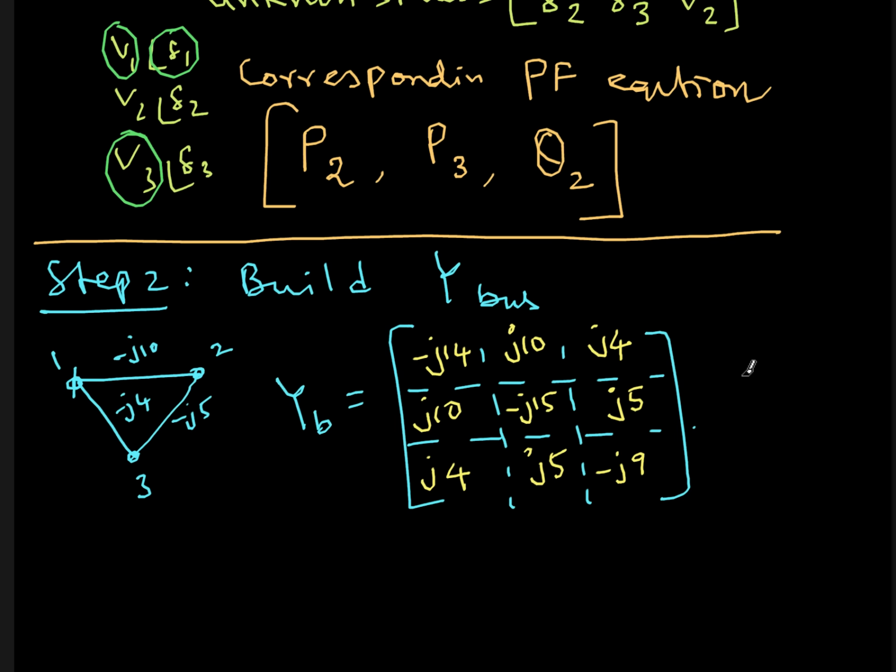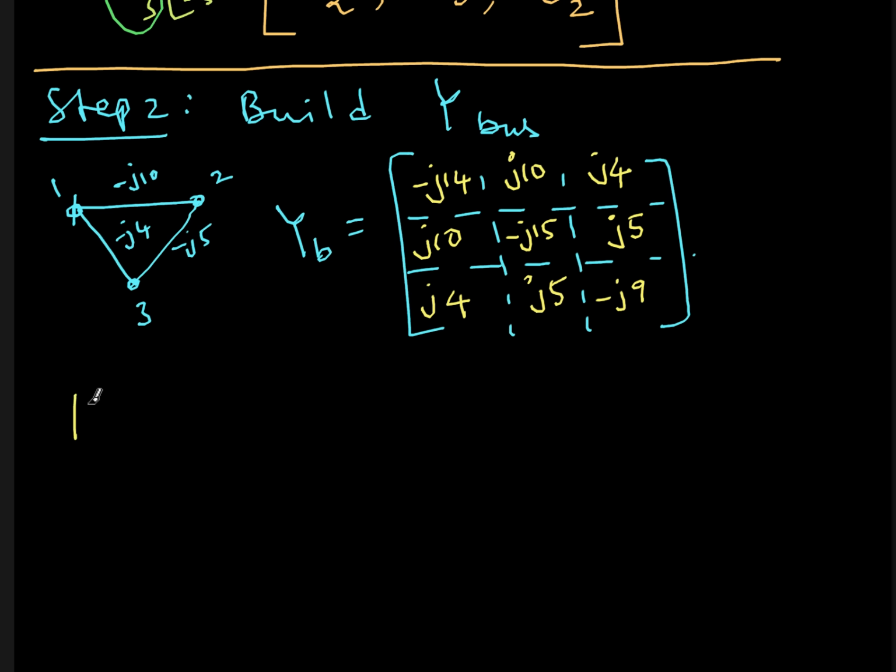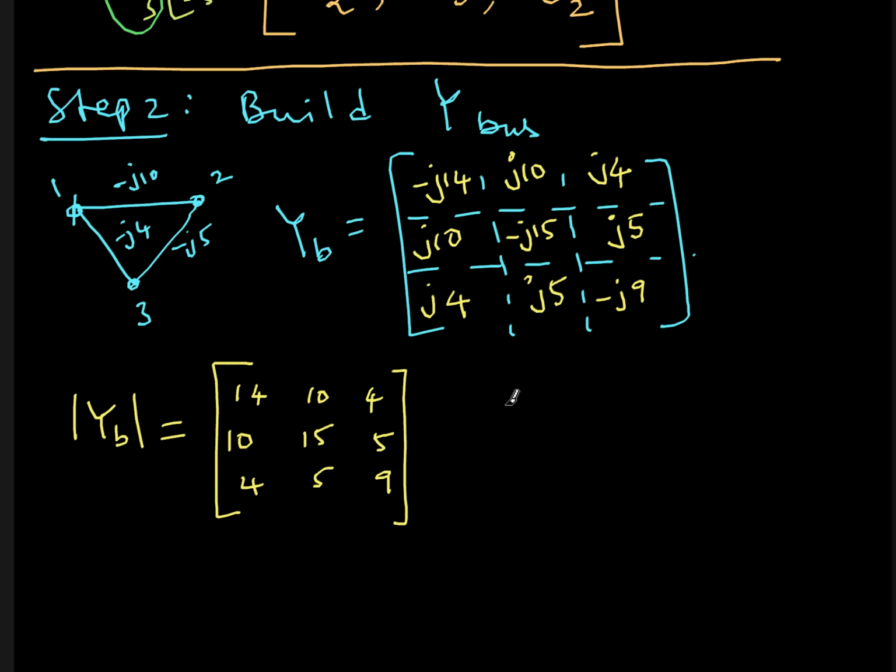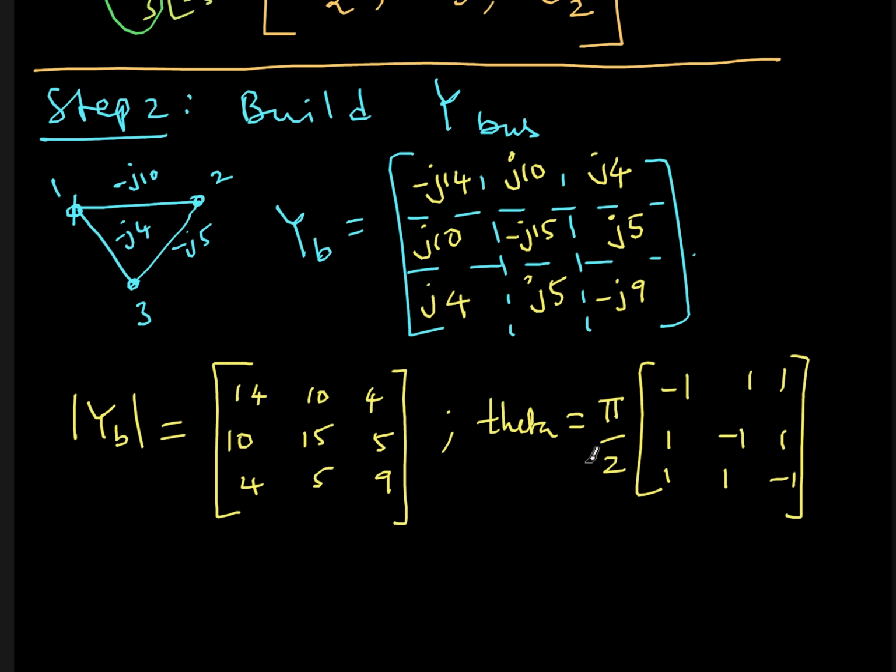Now Y bus I can separately write as the magnitude of the Y bus elements and the theta of the Y bus elements. If I just write the magnitude without worrying about the sign, it is 14, 10, 4, then 10, 15, 5, and then 4, 5, 9. I'm not worrying about the sign. And the theta, that is the angle of each element. It will be pi by 2 multiplied by minus 1, 1, 1, 1, minus 1, 1, 1, 1, minus 1. So these are my thetas.